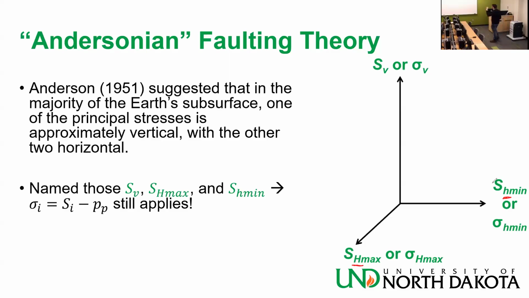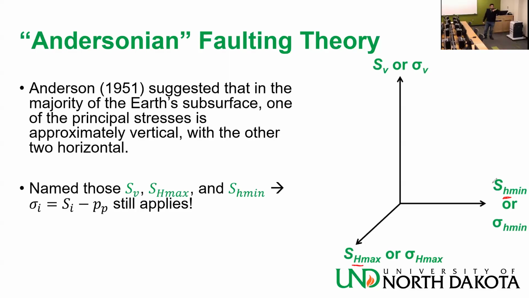There are only two rules. One of the stresses is aligned with the vertical, and the other is that SH max is bigger than SH mean. Those are the two rules of Anderson. That simplifies our mathematics a lot. Remember I said that if the stresses are aligned this way, I just need to change the way I'm looking at things, so I change my frame of reference.